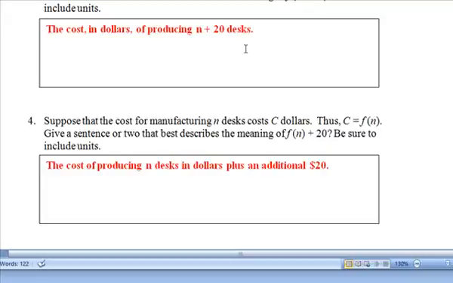So notice in the first problem, the 20 was a number of desks. In the second problem, the 20 was actually an amount of money. And it's all because it was whether we were interpreting it as an input or an output.